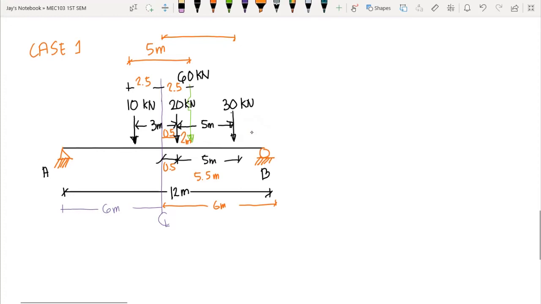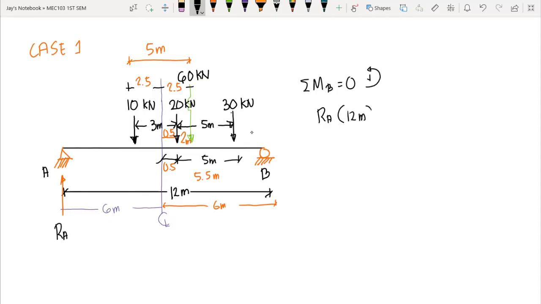So let's compute now for the reactions. Okay, so therefore we compute for RA here, since this is on the side of 10 kilonewton. So we sum up moment at B, this equals to 0, counterclockwise positive. So we have here RA times 12 meters, that is the distance from B. Okay, this is negative since the rotation is clockwise, plus 60 kilonewton times from B, the distance of 60 kilonewton. Okay, this distance here is 6 minus 2.5.